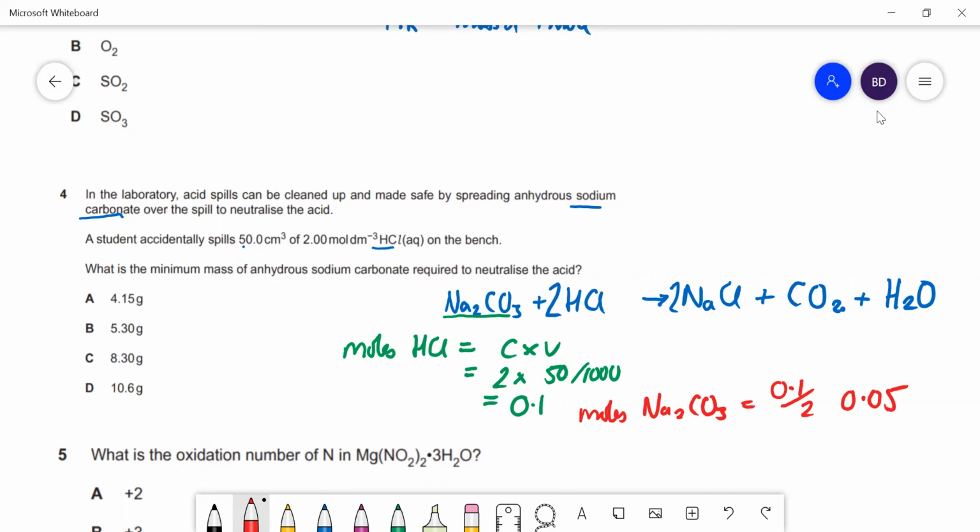What mass of sodium carbonate is that then? Mass of sodium carbonate is equal to moles times the MR. So that's 0.05, and the MR of sodium carbonate is 106. So that gives us 5.3 grams. That is the right answer there.